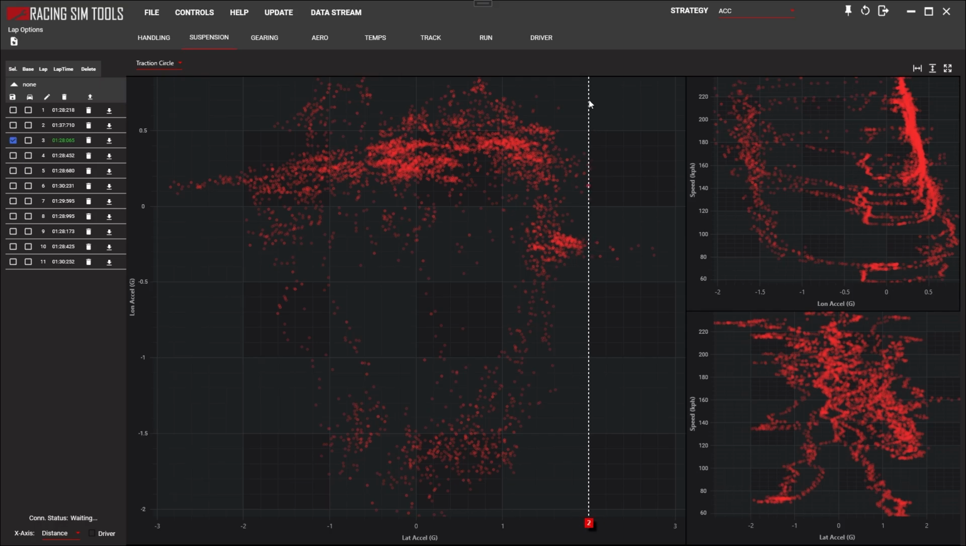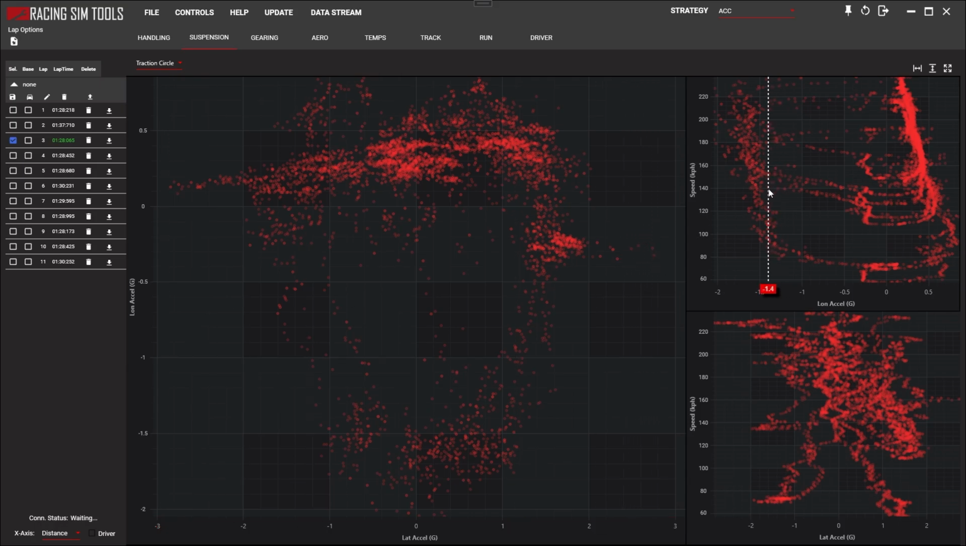The main one on the left hand side is what we refer to as the traction circle. The x-axis is the lateral acceleration, so the amount of G's that we pull in a corner. And then the y-axis is the longitudinal acceleration, or the amount of G's that we pull when we're accelerating or braking.